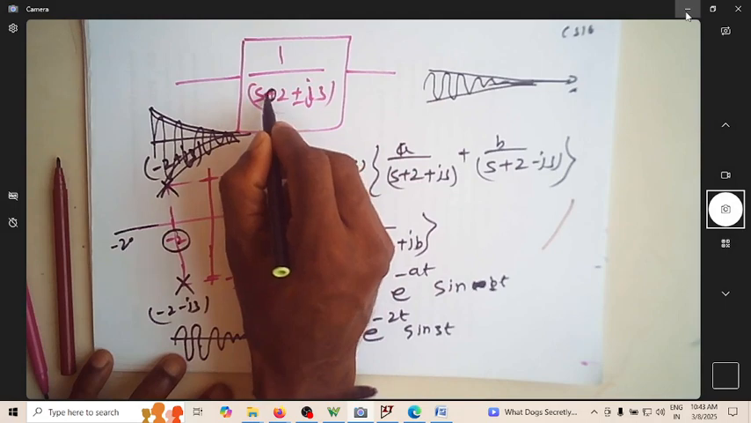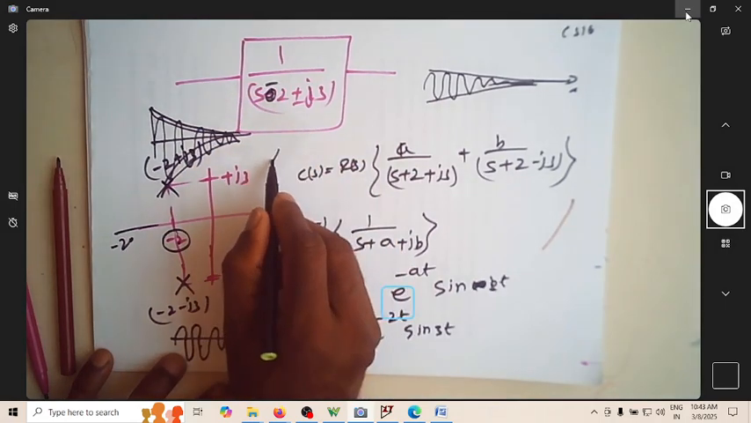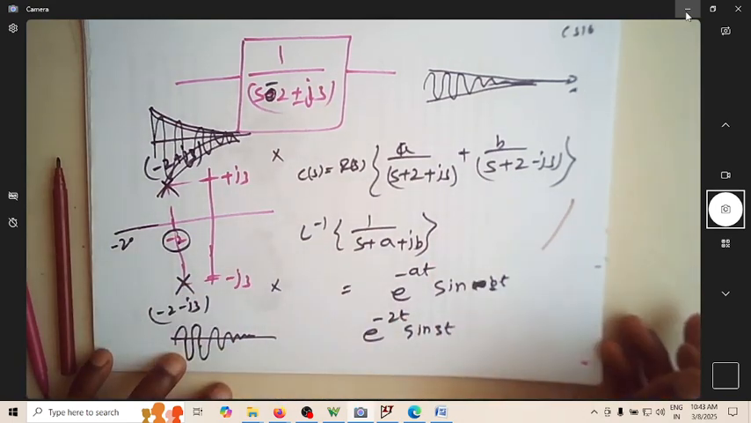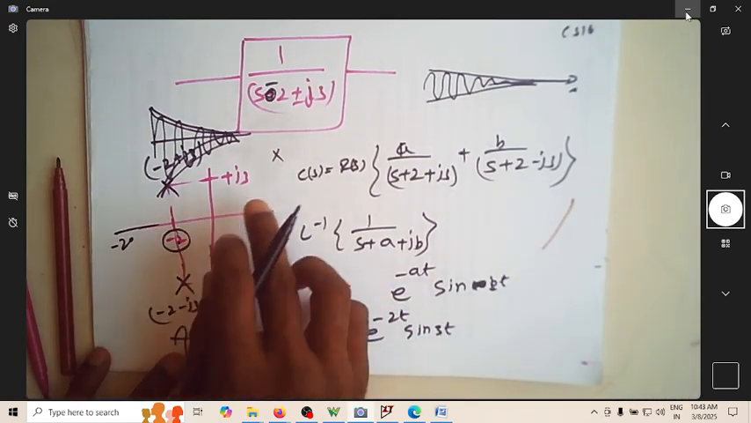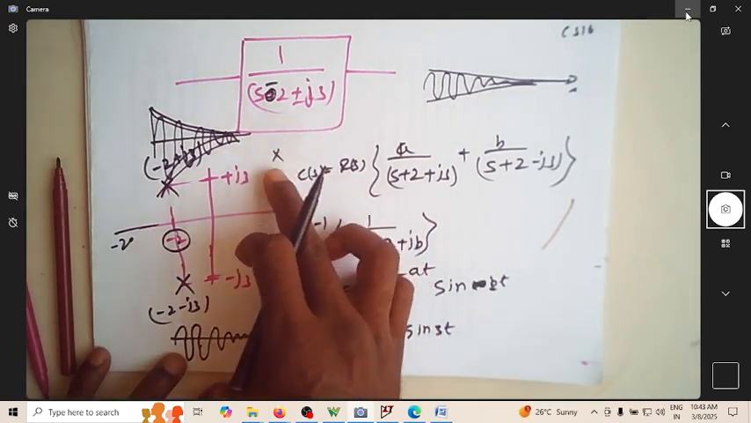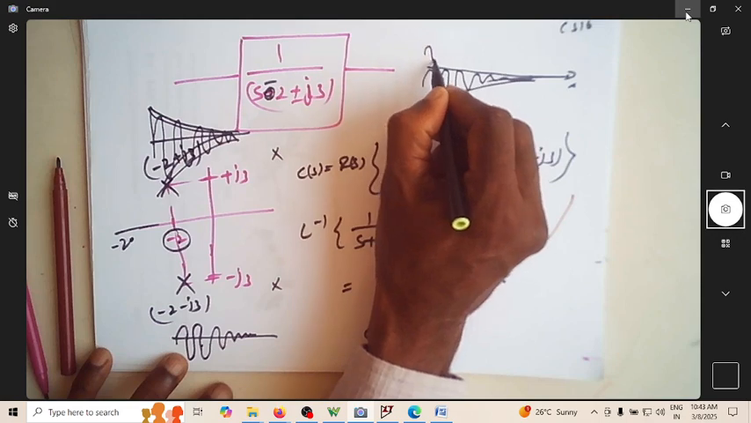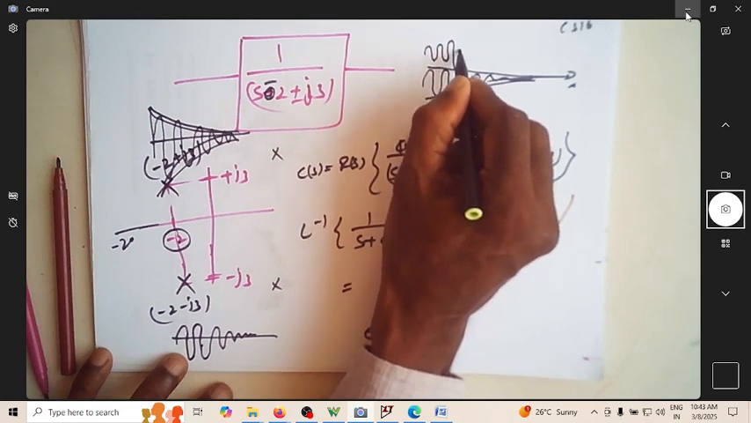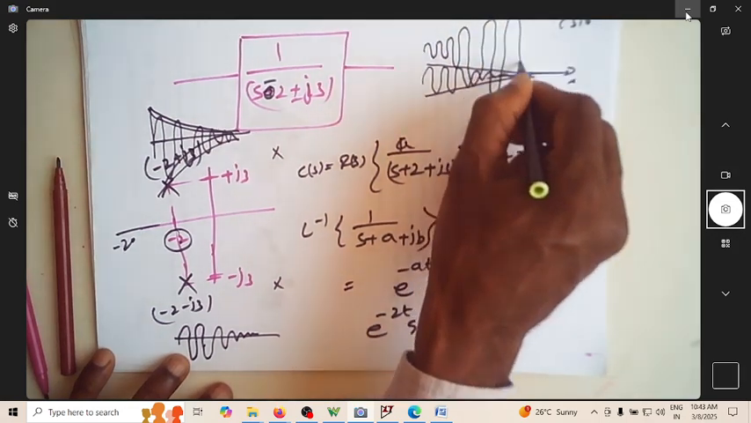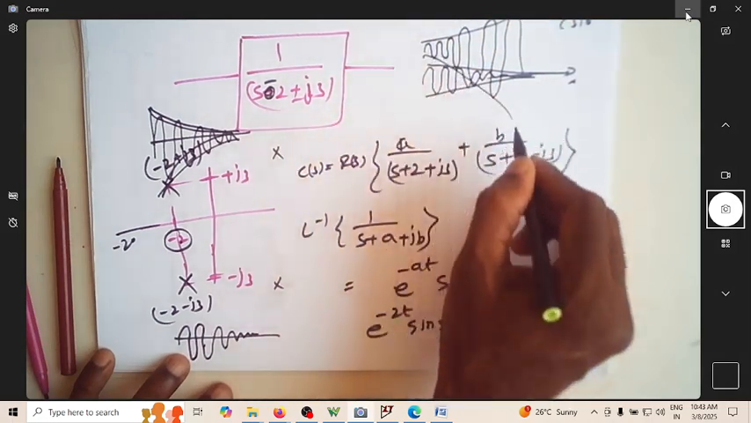Now similarly take this onto the right hand side. If a pole comes to the right hand side, a complex pole, then what is the response? The response is still oscillatory, but it is exponentially increasing. Can you see here? It's increasing.